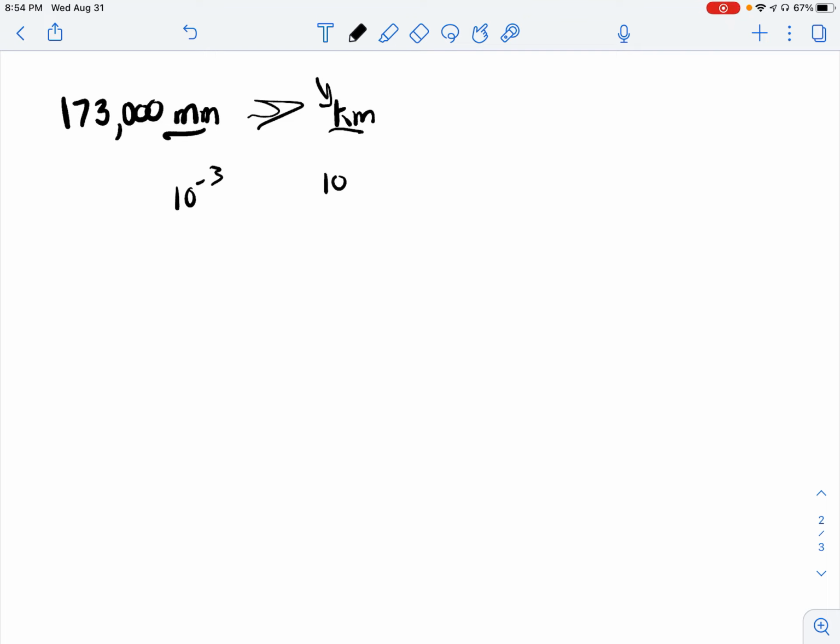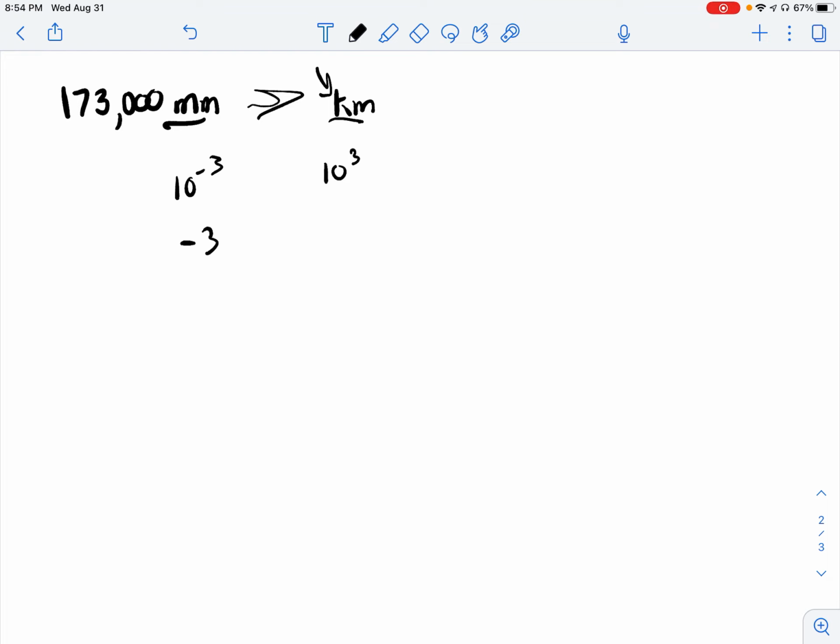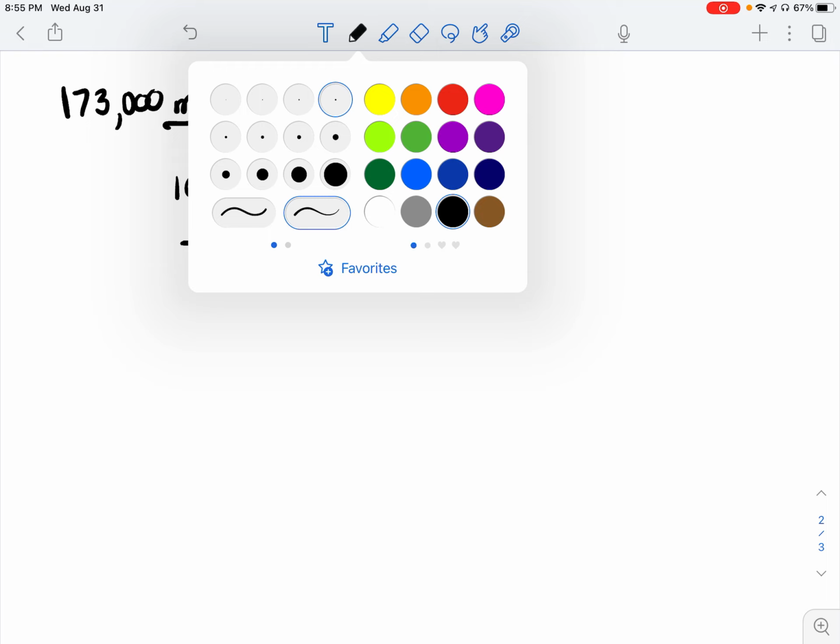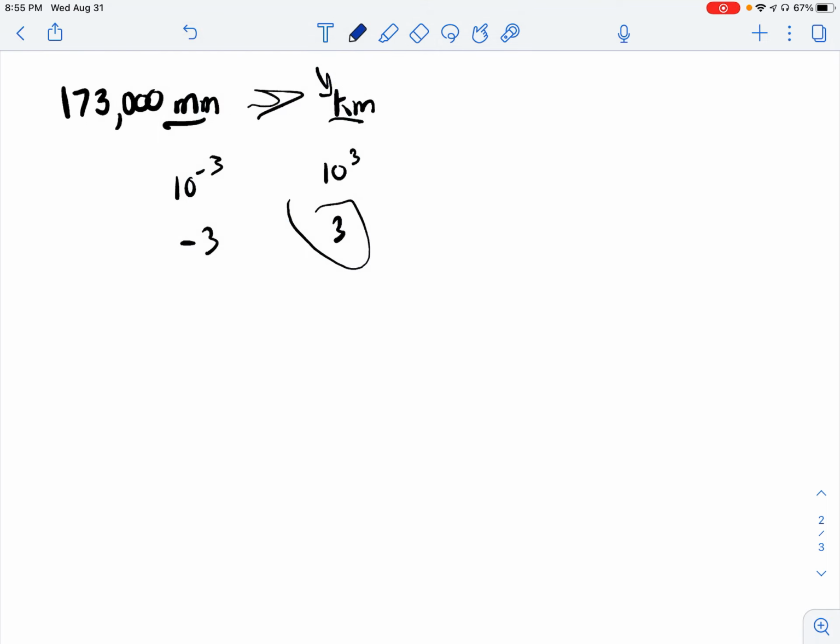I'm struggling to write a 3 there. Let me try that again. 10 to the third power. Now you're going to establish which is our bigger number here, 3 or negative 3. Shouldn't confuse you too much. 3 is our bigger number. So we need to be moving our decimal, and you're going to move it from the right to the left. Big to small numbers.